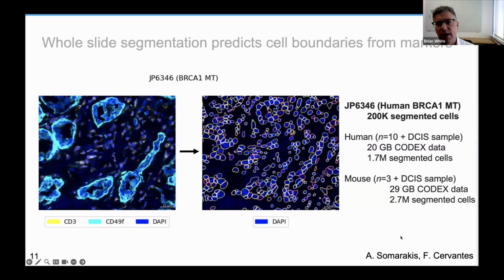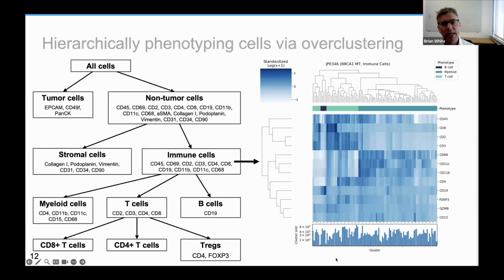As a first step to quantifying the cells, we segmented DAPI and select membrane markers into over 4 million cells project-wide, with 200,000 or more cells per sample. We used the popular Mesmer method for cell segmentation, which was originally developed for small regions of interest. My colleagues Antonis Samarakis and Fernando Cervantes adapted the approach so that it would scale to the whole slide images that we generated. We next hierarchically classified the segmented cells using canonical markers.